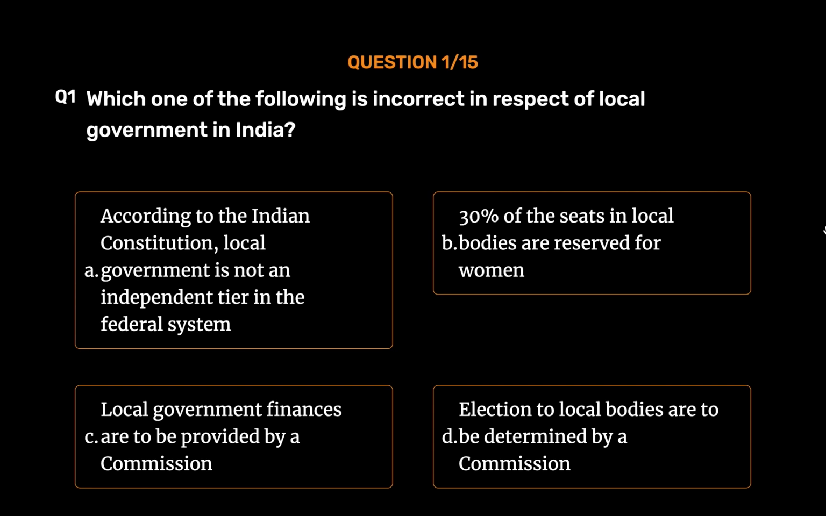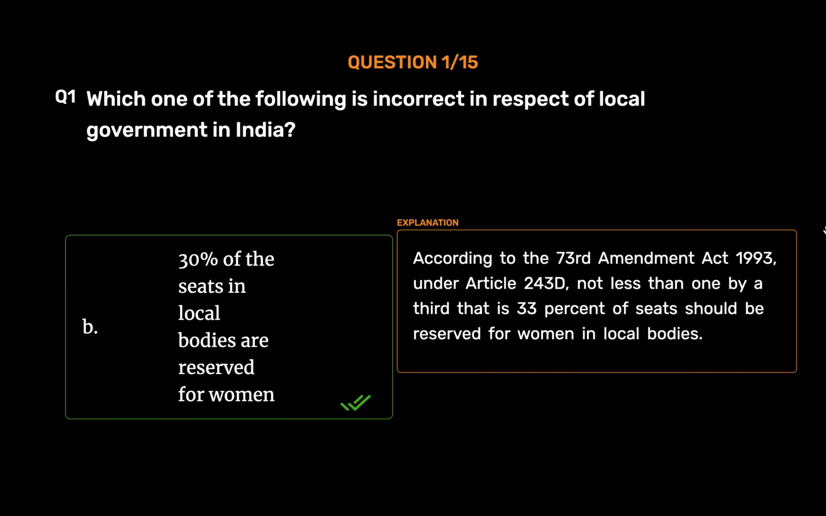The correct answer is Option B. 30% of the seats in local bodies are reserved for women. According to the 73rd Amendment Act 1993, under Article 243D, not less than 1/3, that is 33% of seats should be reserved for women in local bodies.